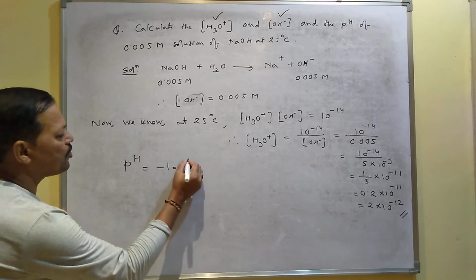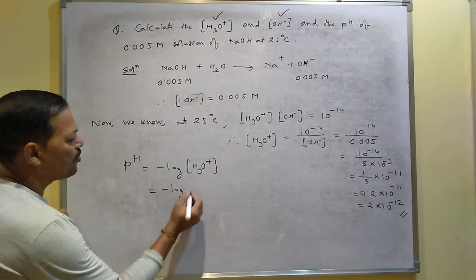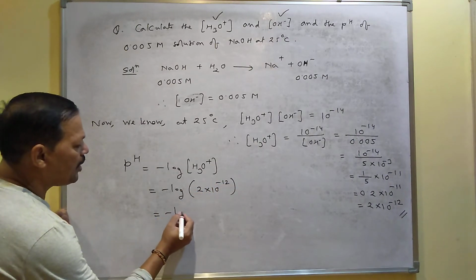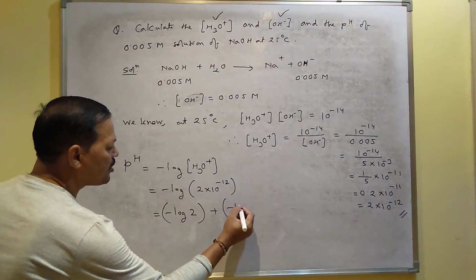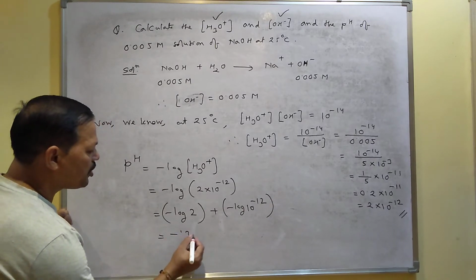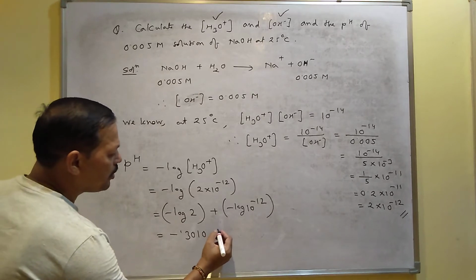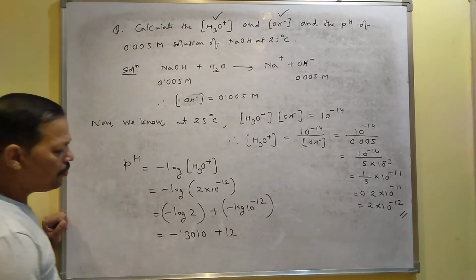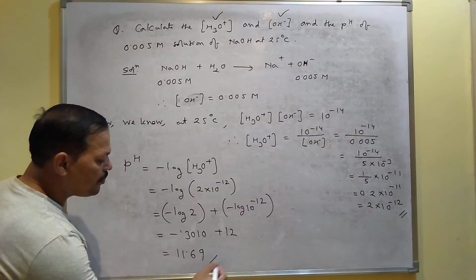pH is equal minus log of concentration of hydronium ion. That means minus log of 2 into 10 to the power minus 12. That means you can write minus log of 2 plus minus log of 10 to the power minus 12. So log 2 value is 0.3010 and this will be 12, minus plus value will be 12. Ultimately you will get 11.69, this type of value.